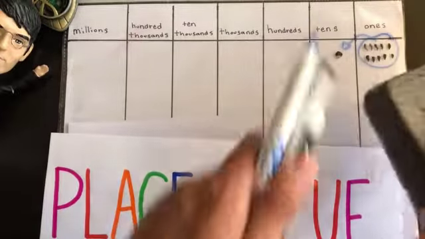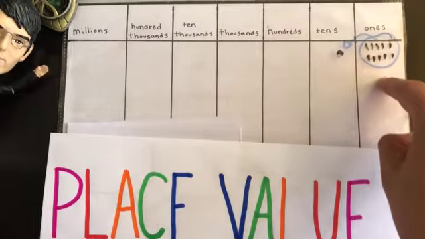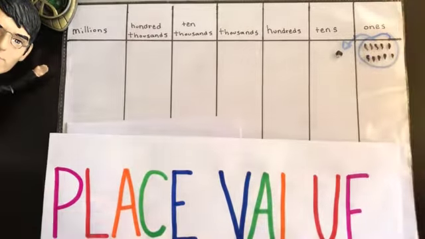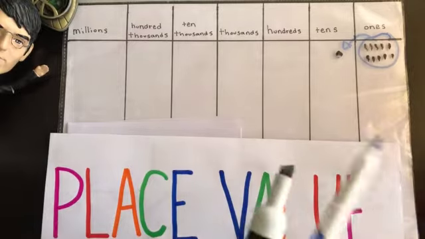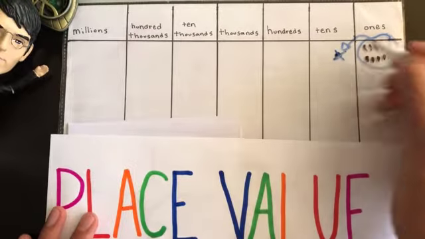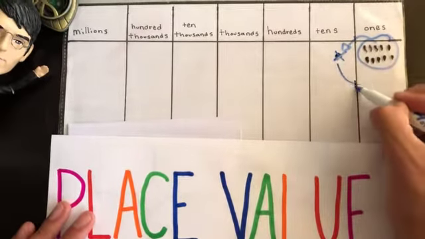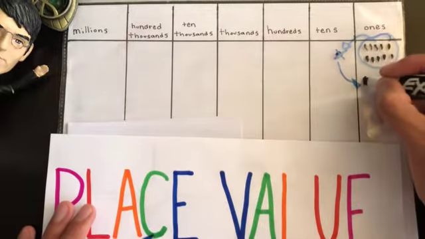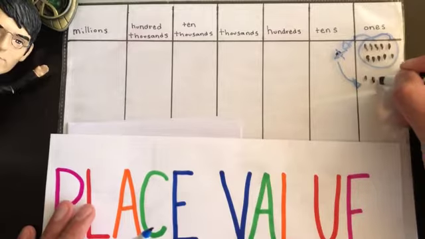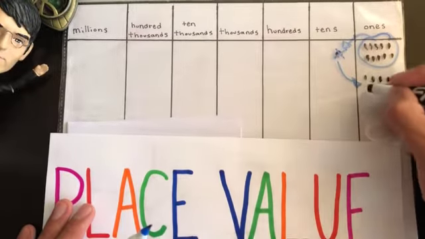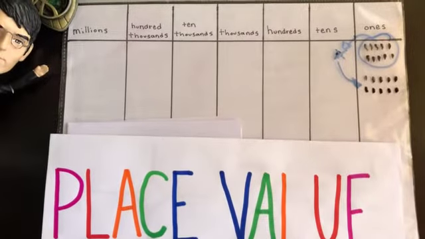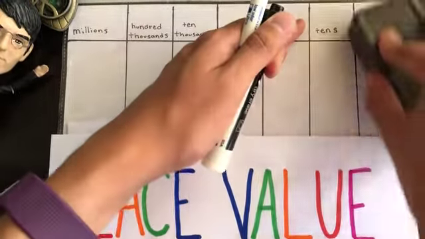Same way that you can bundle and move to the left to create a ten, you could also decompose. So if you decompose a ten, you can move it back over here. 1 ten equals 10 ones. 1, 2, 3, 4, 5, 6, 7, 8, 9, 10 ones. Okay? Let's practice this.